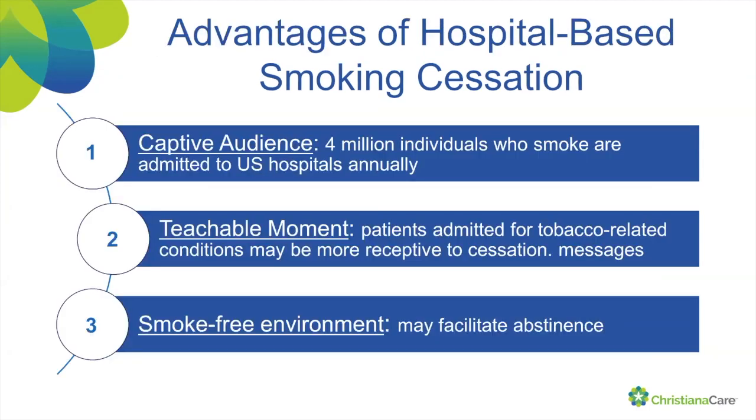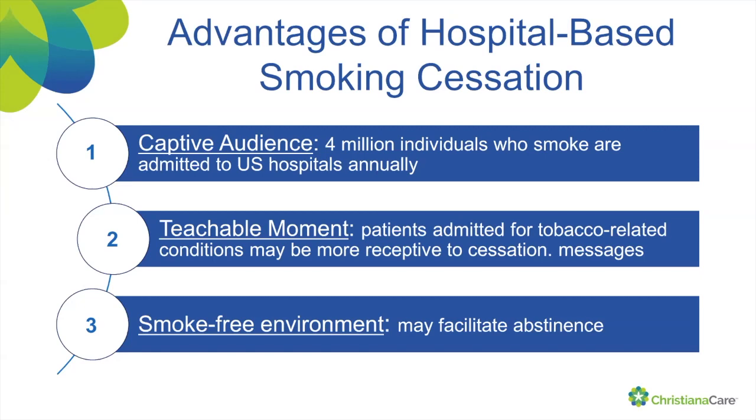Next slide. So one way that in the tobacco control world, the work has been done to try to address this is to provide smoking cessation interventions in hospital-based programs. And there are a number of advantages of doing this. First, there is a so-called captive audience. About 4 million individuals who smoke are admitted to US hospitals annually. So this presents an opportunity to ask and advise individuals about smoking cessation.